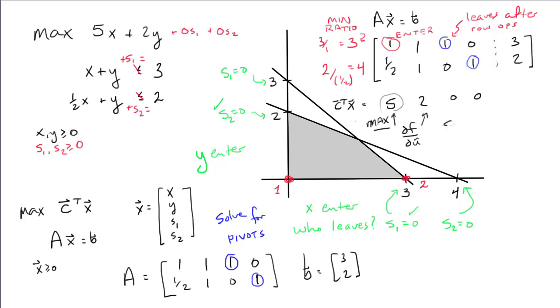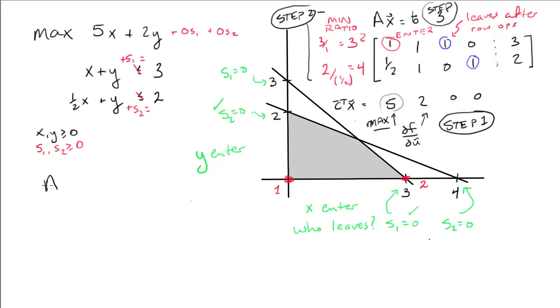Step 1, pick the maximum entry in the C vector. Step 2, the minimum ratio of the right-hand sides over the column entries tells me what element will leave. And then step 3, I do the row reduction, setting up a larger augmented matrix. This is called the simplex tableau. And let's run through the steps.